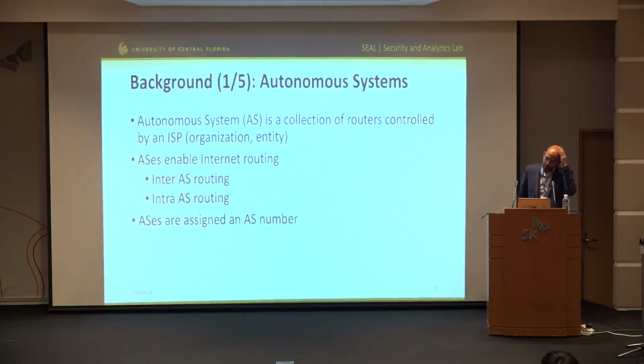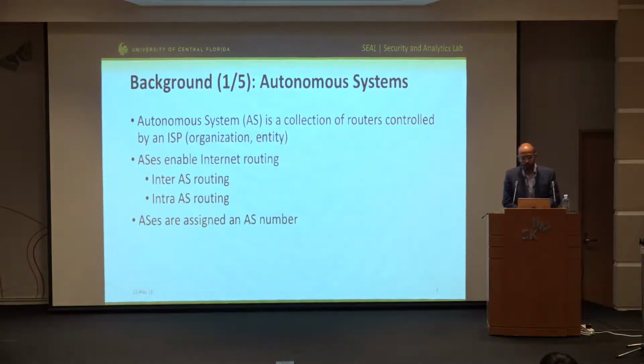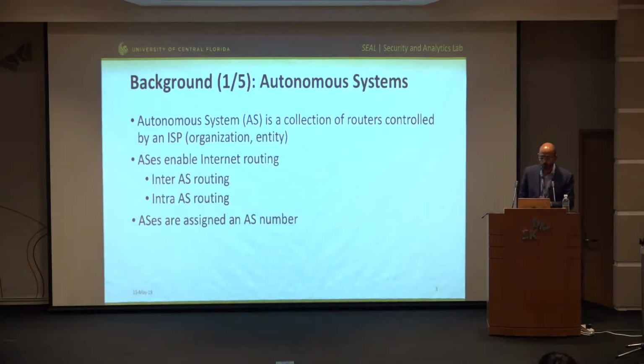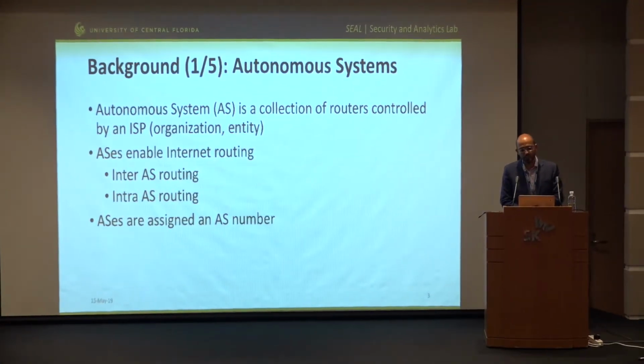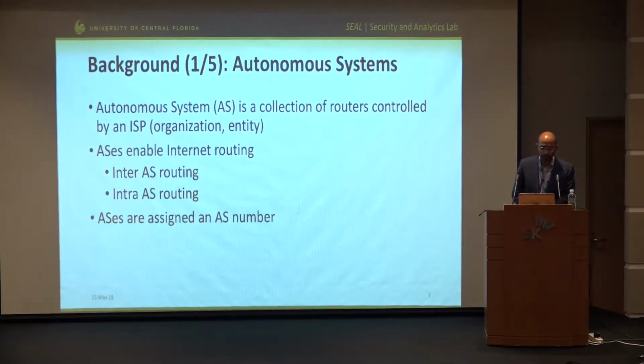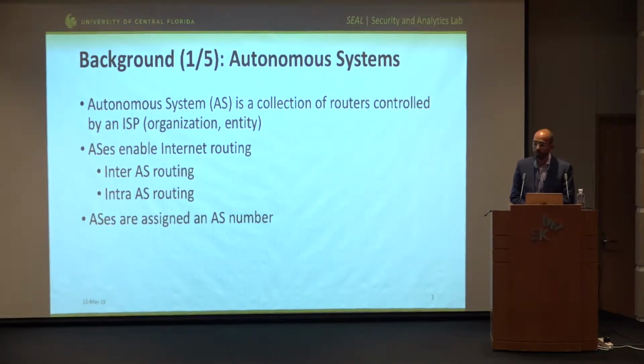And so a little bit of background if you are not really into networking. The internet is a bunch of autonomous systems. An autonomous system basically is a collection of routers controlled by an ISP, organization, entity, whatever you want to call it. Those ASs define policies on the internet as far as relationships between different organizations for networking. ASs enable 2 types of routing: intra-AS routing within the AS, for example, routing within SK Telecom, and inter-AS routing, that is between different ASs. And of course, ASs have unique numbers assigned by a registry.